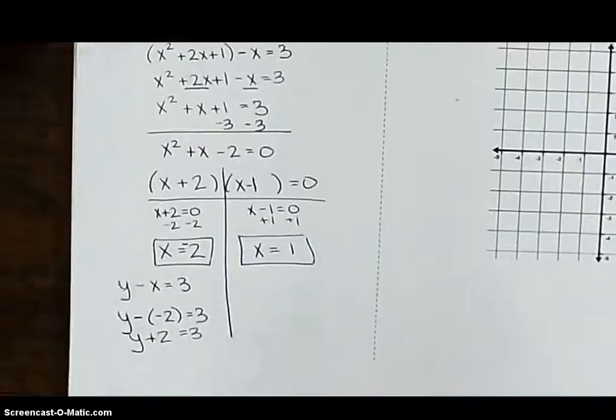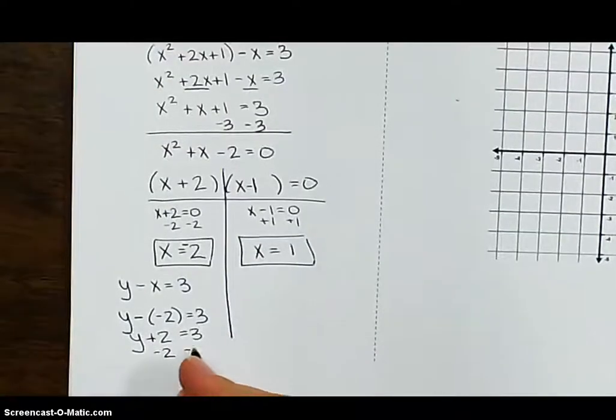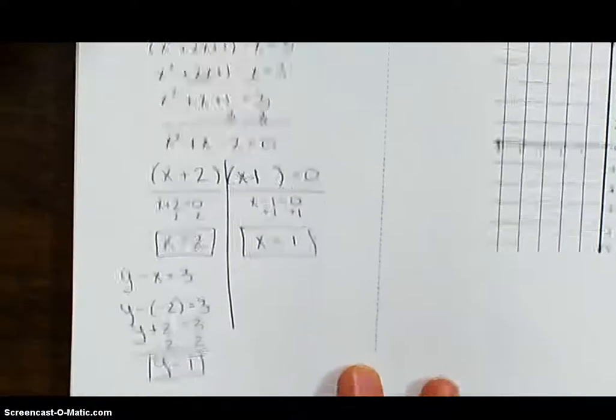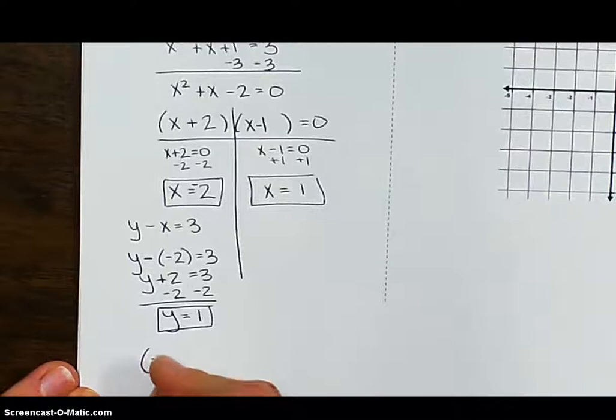Okay, and then we have to subtract the 2 to the other side. And we end up with y is equal to 1. Okay, so that means this is the point, negative 2 comma 1.